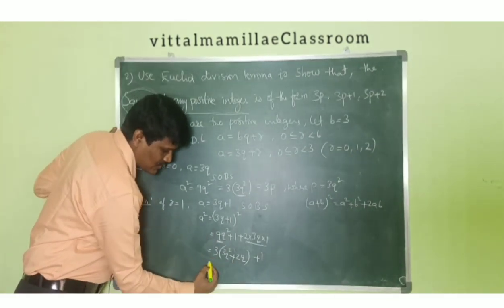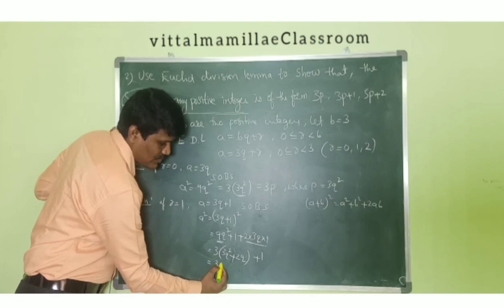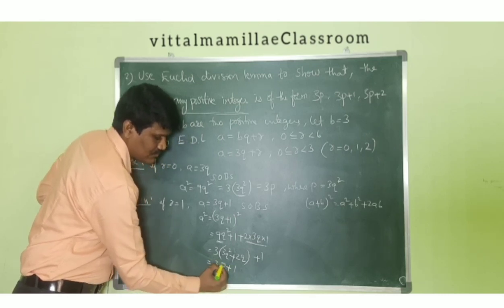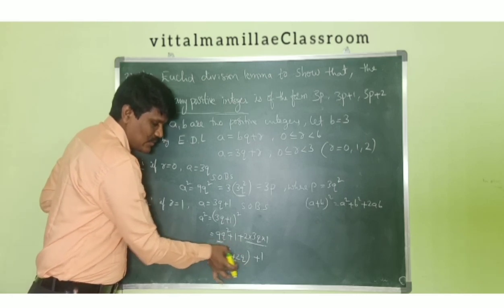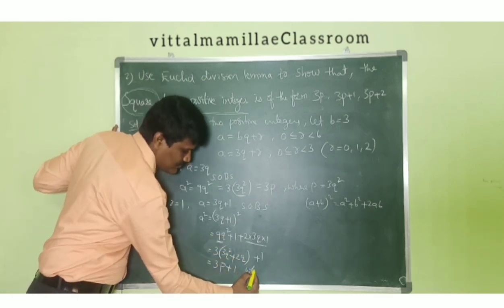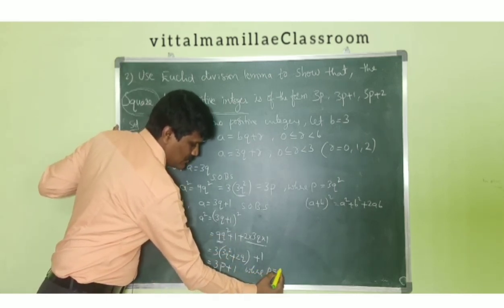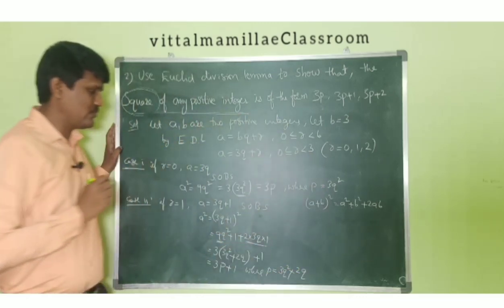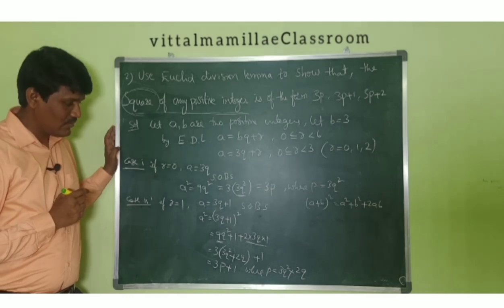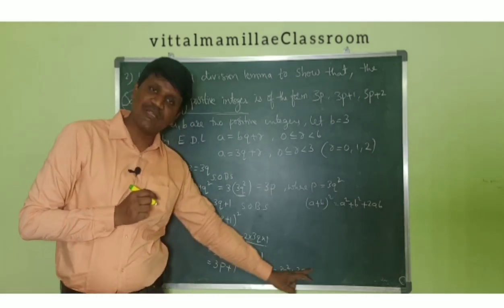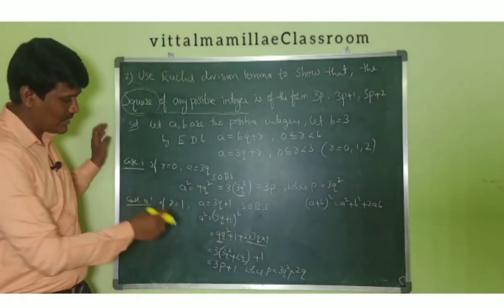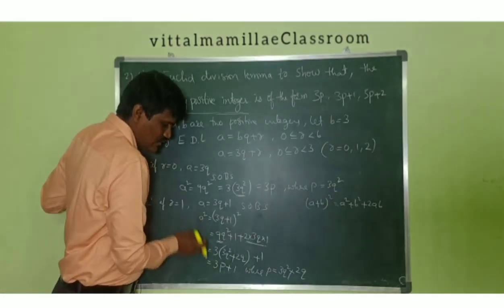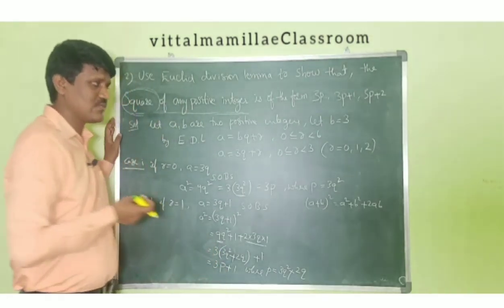So now if you observe this, this is in the form of 3p plus 1. I am supposing here p is equal to 3q square plus 2q, where 3p square, where p is equal to 3q square plus 2q. This is the second case. What I am getting is a square is equal to 3p plus 1.